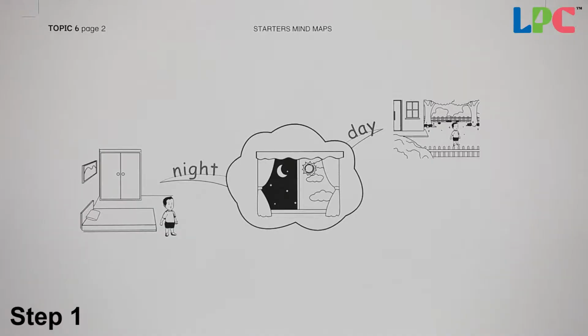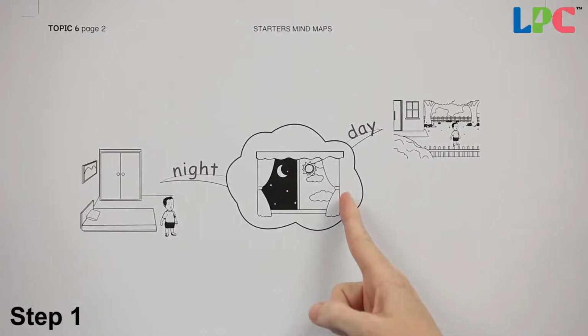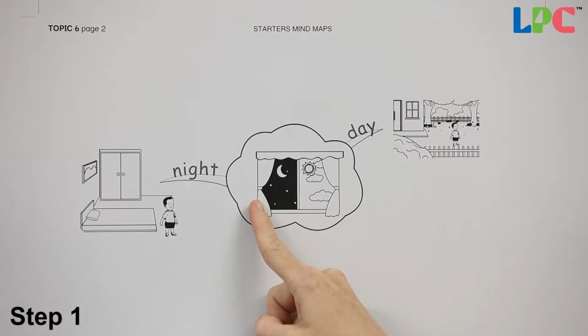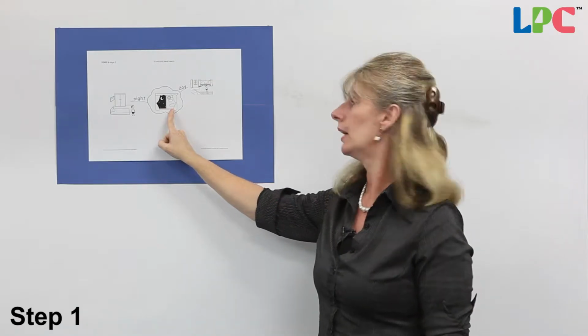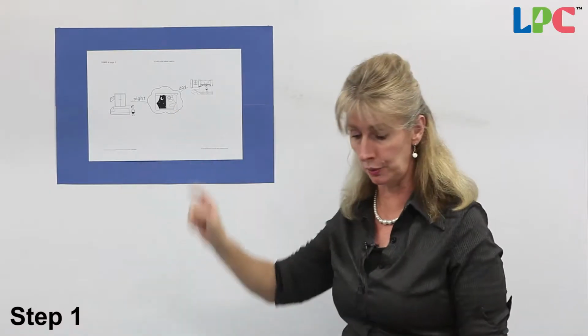Hello! Now we're going to look at mind maps. This is mind map 6B. Okay. Have you got your mind map? Yes. Okay. This is night and day. Night and day. Color night and day any color you like.